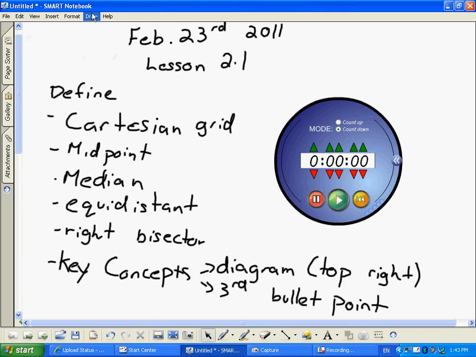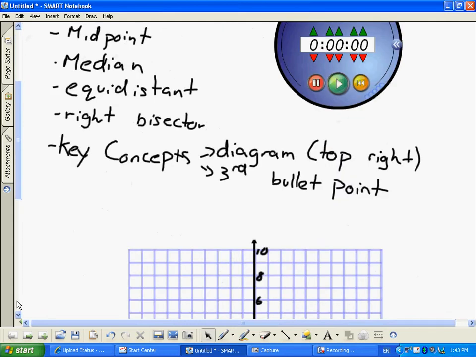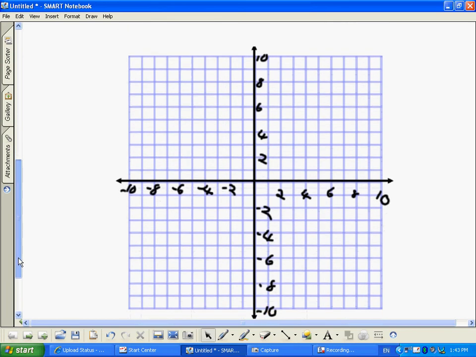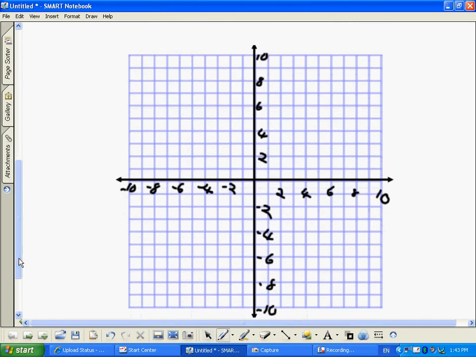February 23rd, 2011. We're going to deal with lesson 2.1. You guys were to define these points and copy down the diagram and key concepts and the third bullet. So, we're going to work with example number 1 out of your textbooks. Example 1, it is on page 60. Thanks, guys.